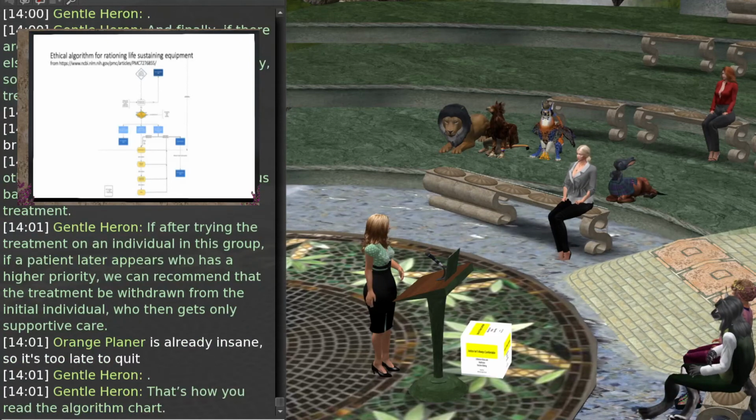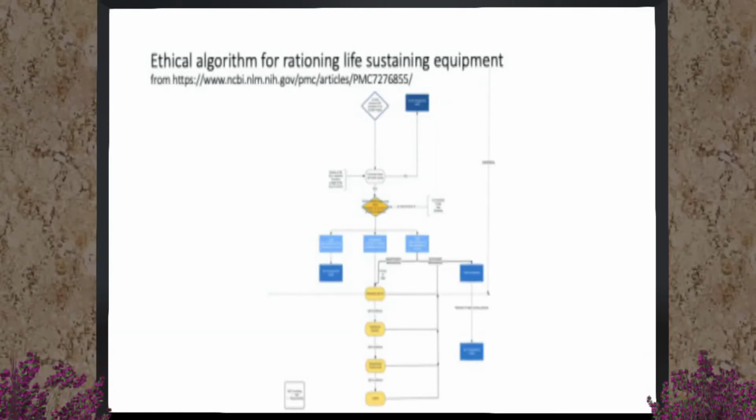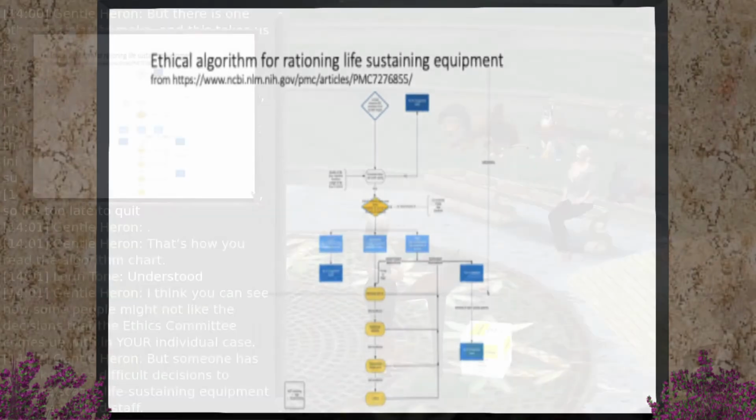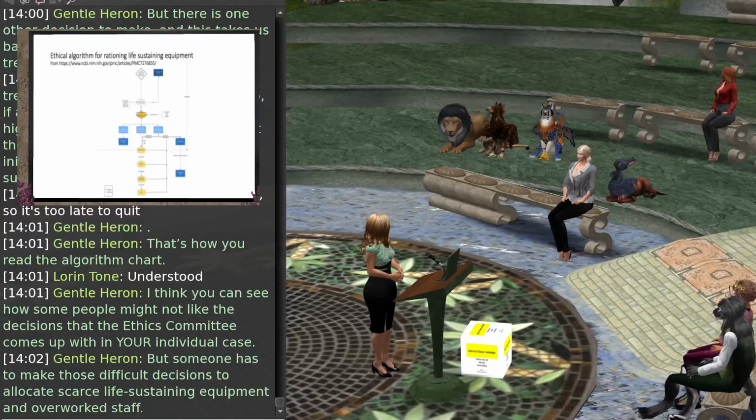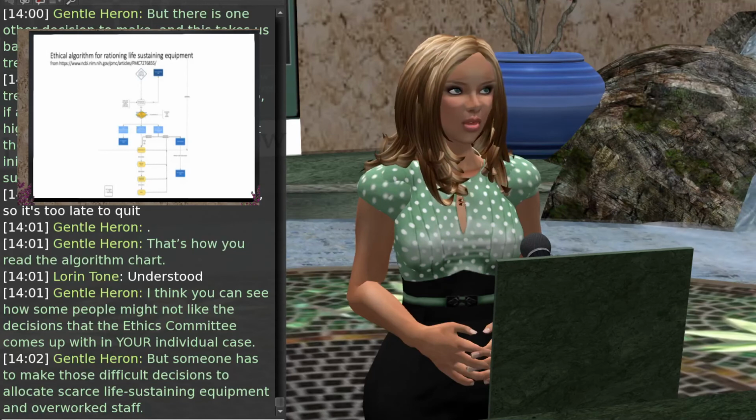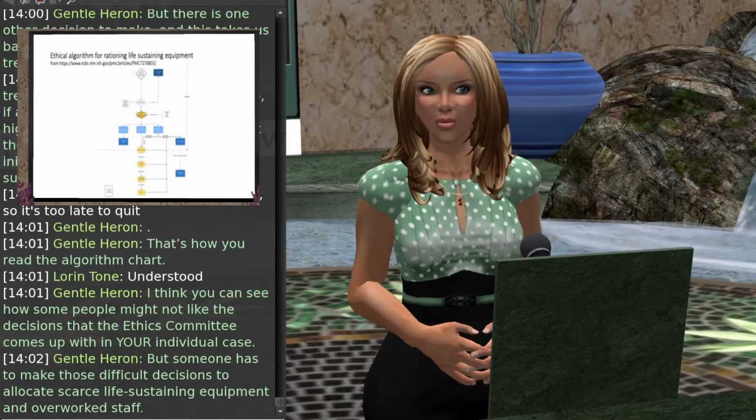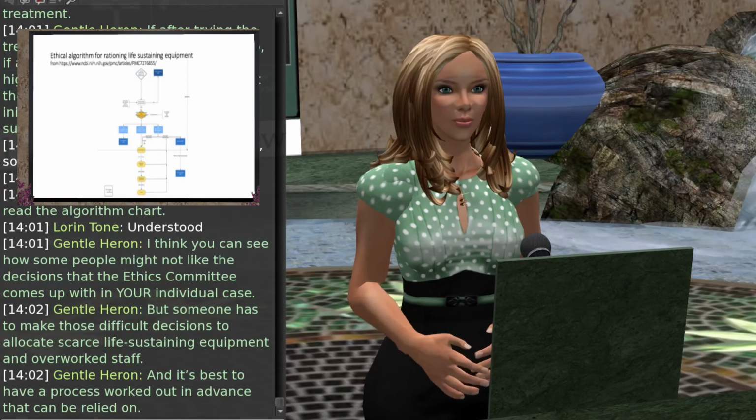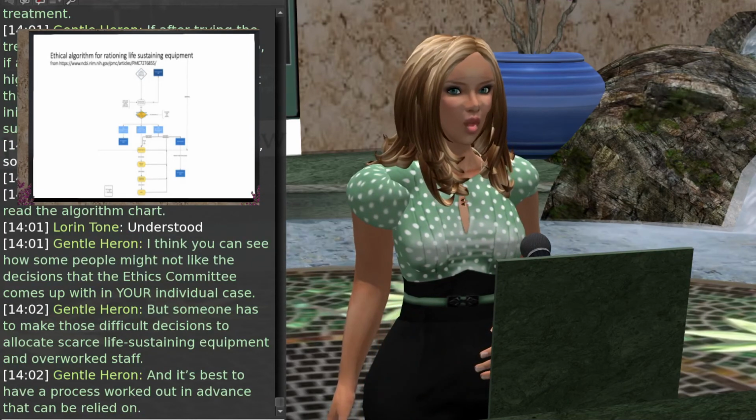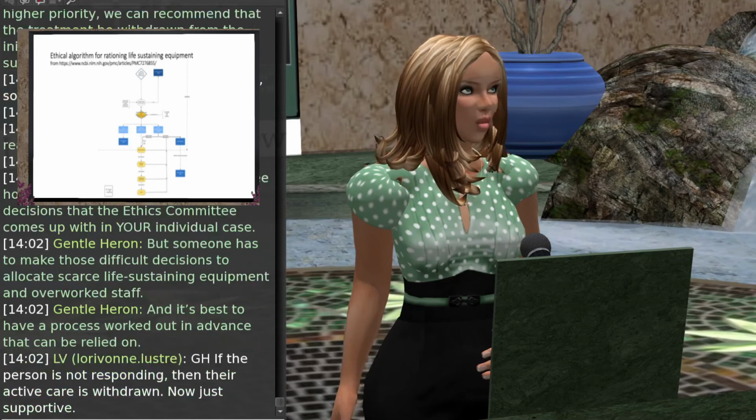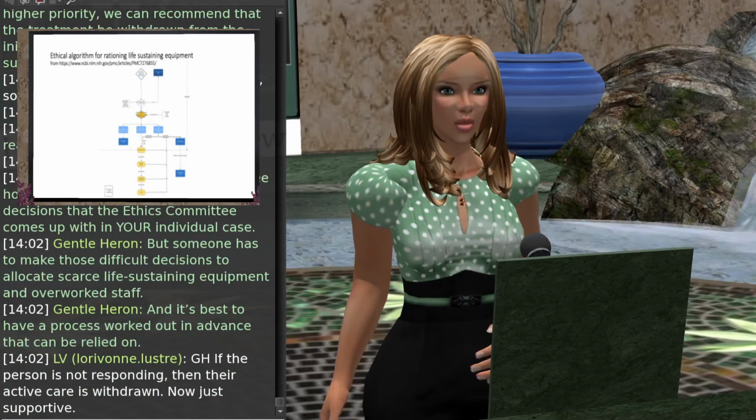So that's how you read that algorithm chart. You've got a copy of it. I think you can see how some people might not like the decisions that the ethics committee comes up with in your particular individual case. But someone has to make those difficult decisions to allocate scarce life-sustaining equipment and overworked staff. And it's best to have a process worked out in advance that those decision makers can rely on.